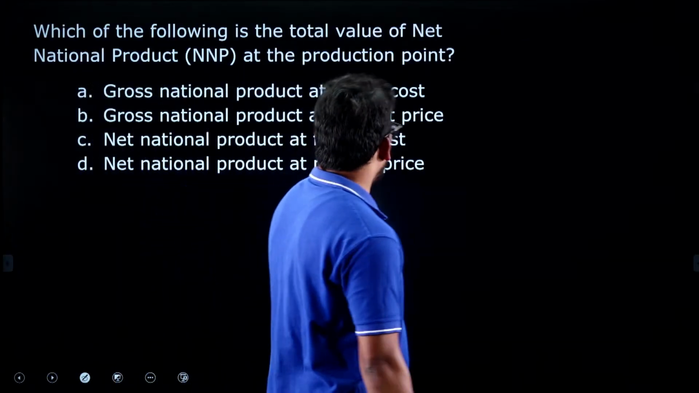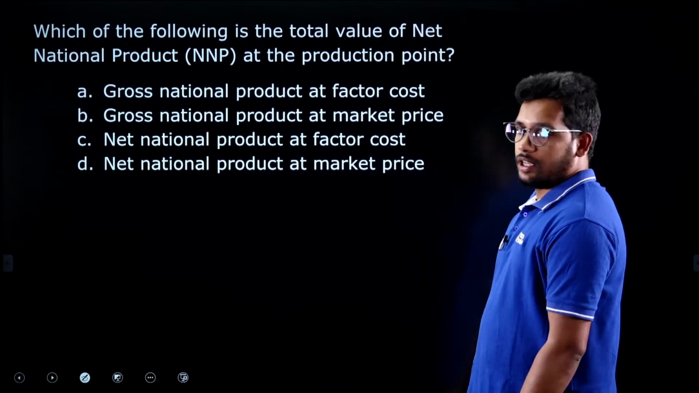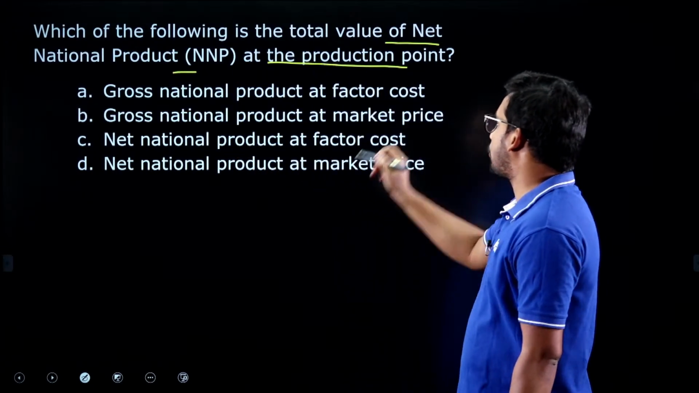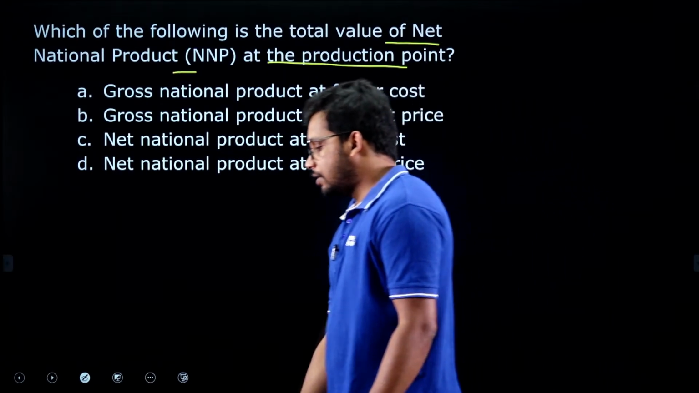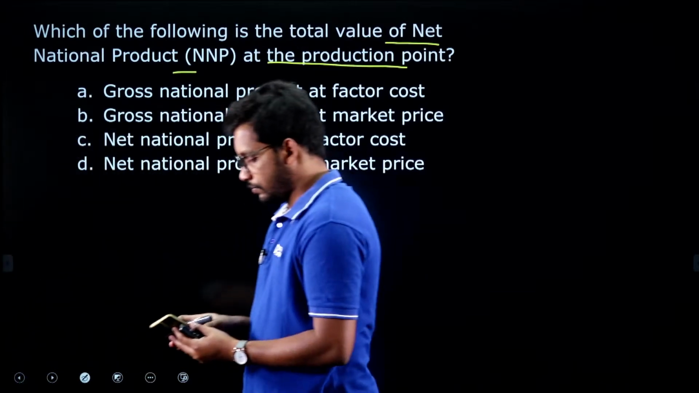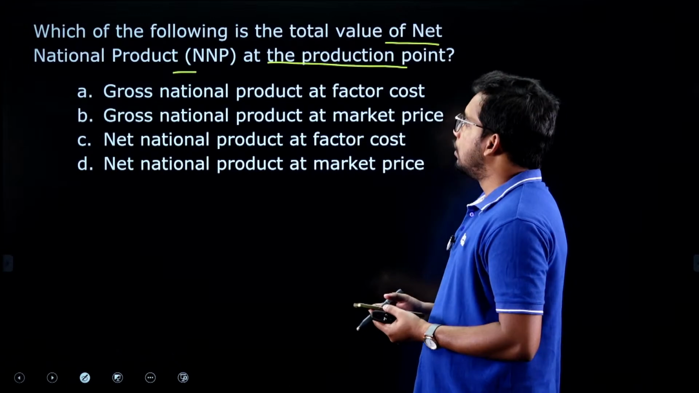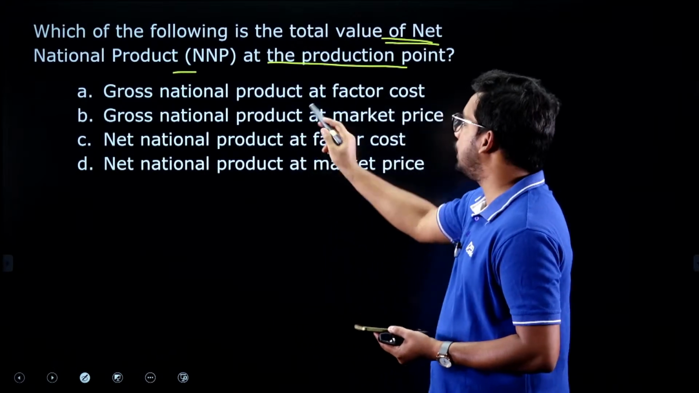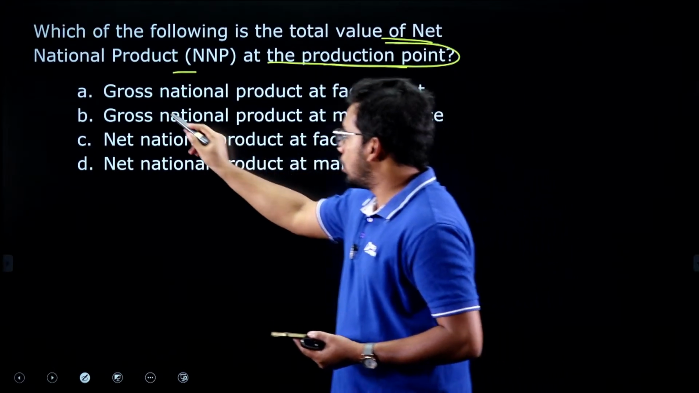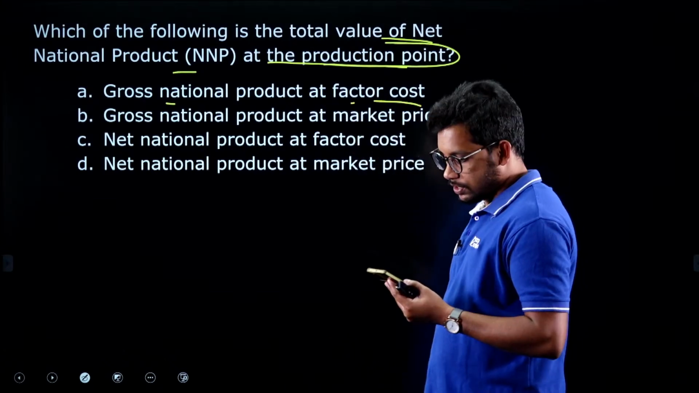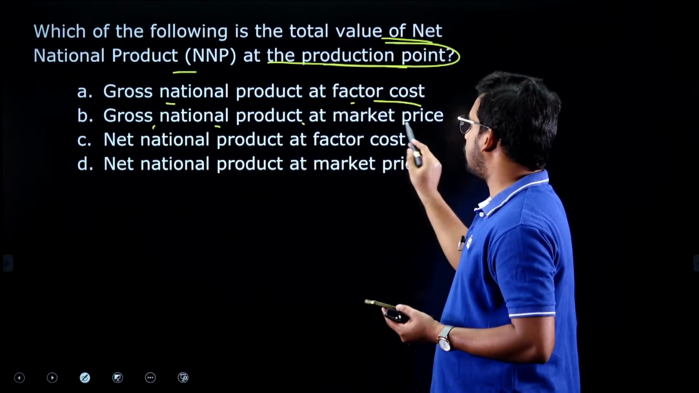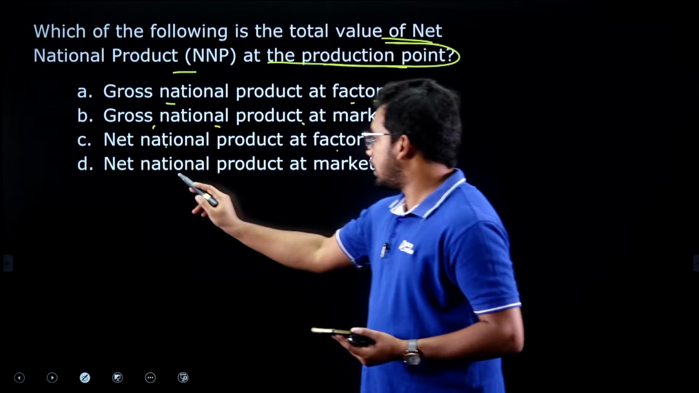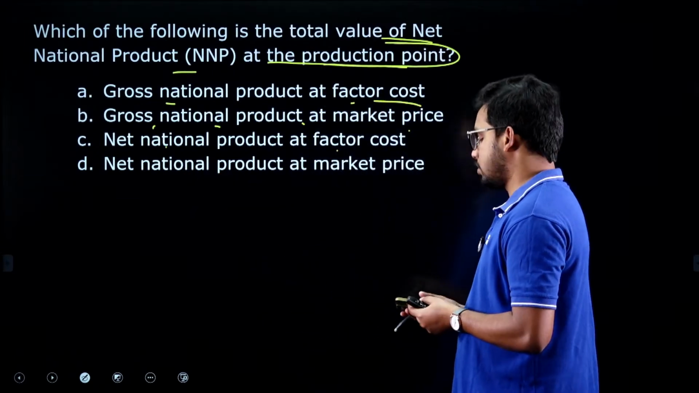First question: which of the following is the total value of net national product, NNP, at the production point? Gross national product at factor cost, gross national product at market price, net national product at factor cost, net national product at market price, right?